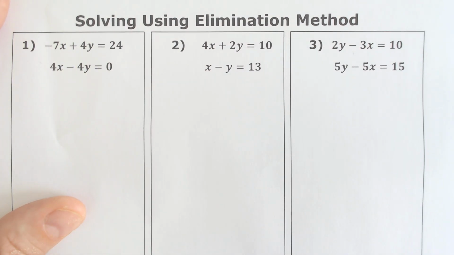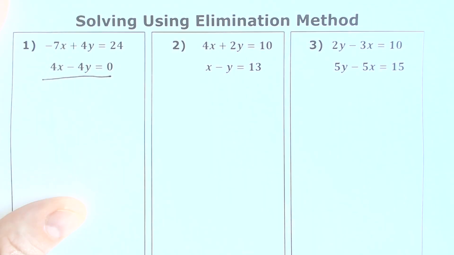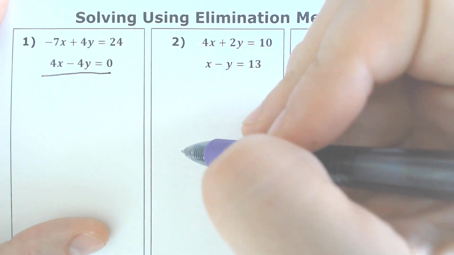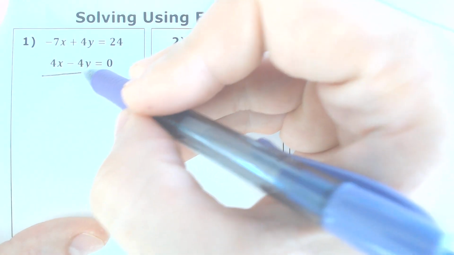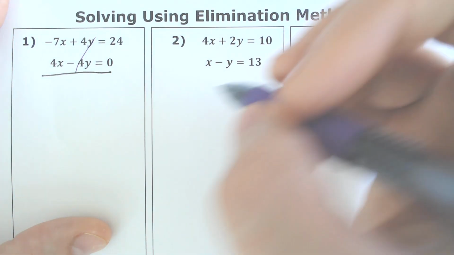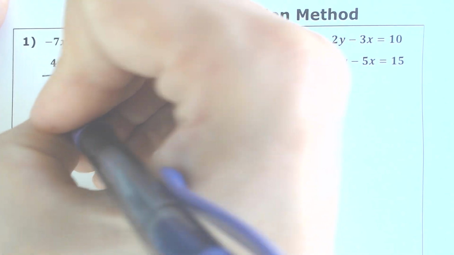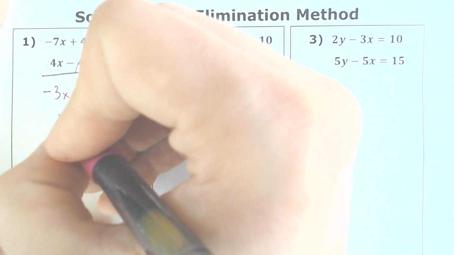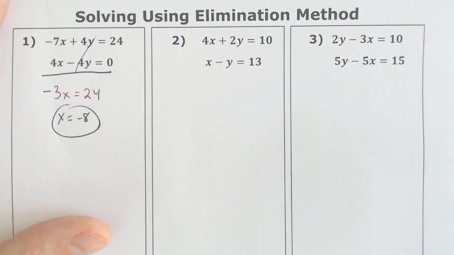So if that's the case, if you can add straight down and cause things to eliminate, meaning cancel out, then you're in business. So here, look at how the 4y and negative 4y, when we add straight down, they cancel out. So that goes away. And you're left with negative 3x is equal to 24, which means that x would equal negative 8 when we solve. Look at how quick that was.